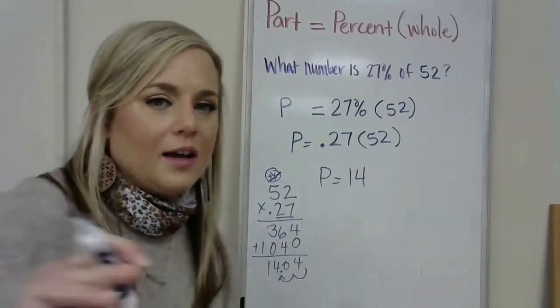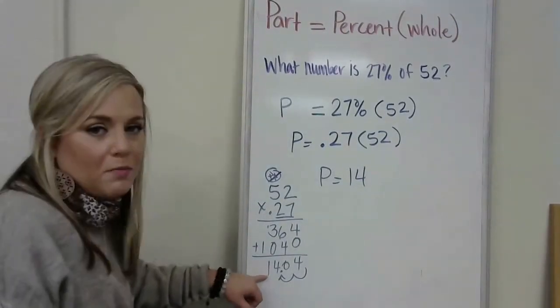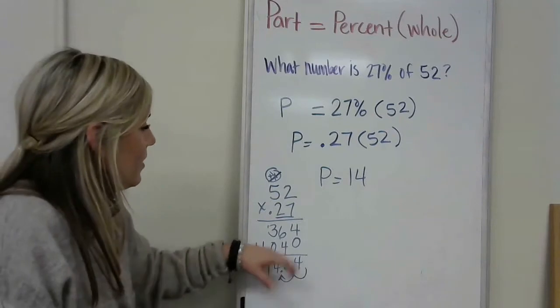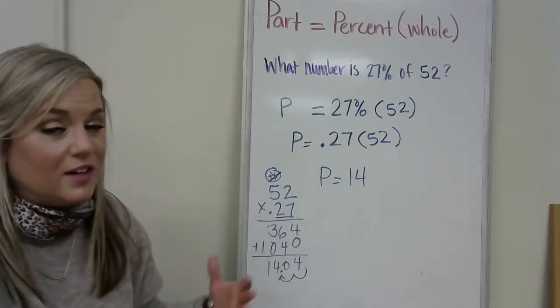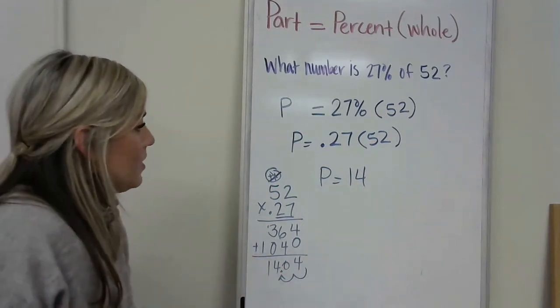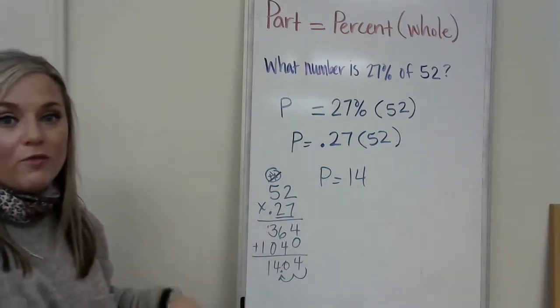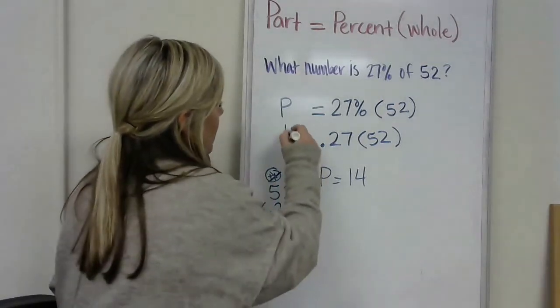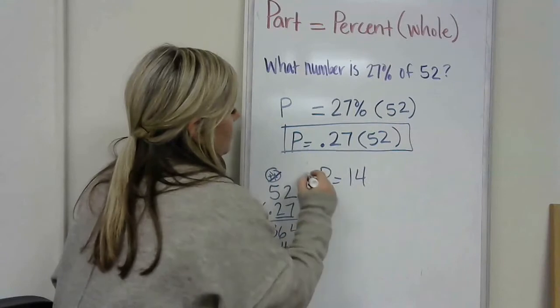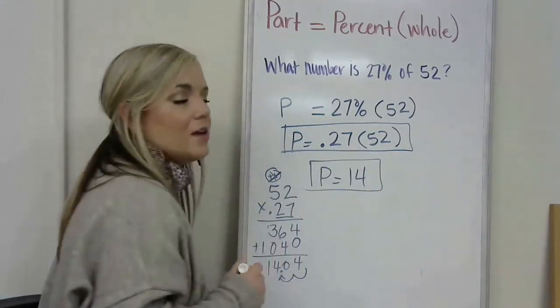Okay. So we had 14.04, and we rounded it to the nearest whole number, 14. If they tell you to round to the nearest tenth, it would be 14.0. Nearest hundredth would be 14.04. All right, guys, so there we go. Our equation would be one answer, and then this would be us solving for P. So it'd be 2 answers.